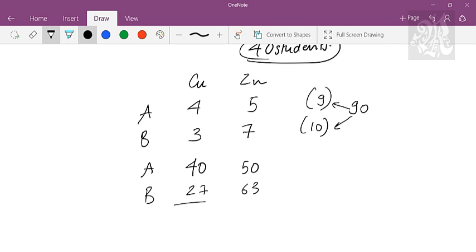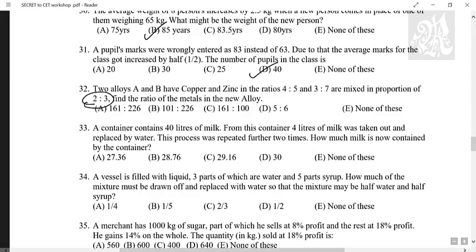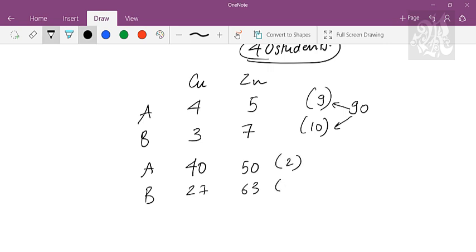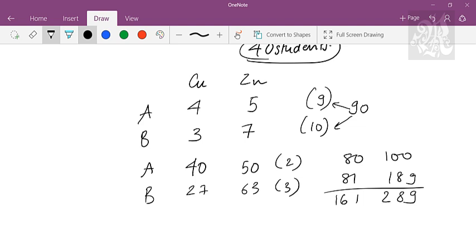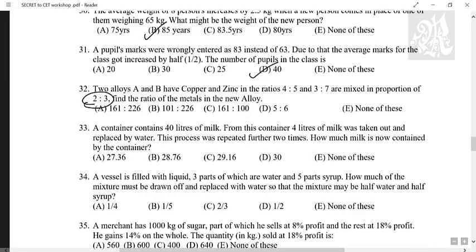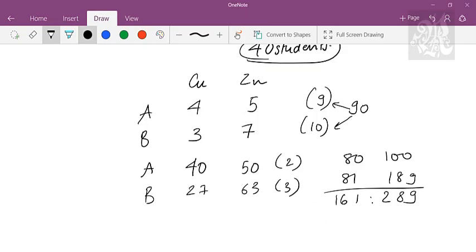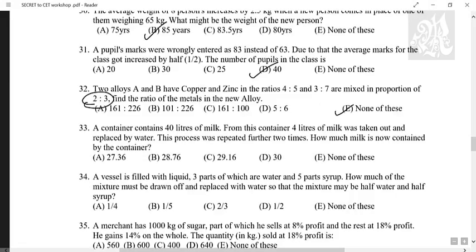Had this been in ratio 1:1, this would be the answer, 67, and this will be 113. But the ratio is not 1:1. The ratio is 2:3. So I'll take 2 parts of A and 3 parts of B. 2 parts of A is going to be this, 3 parts of B is going to be this, and if I add, I have simply 161 is to 289, and that's the answer. 161 is to 289. Not there in the options, so none of these. Right? It's as simple as this. So you just have to focus on this: there are shortcuts for everything when it comes to these areas.